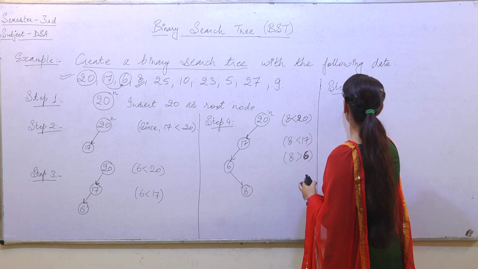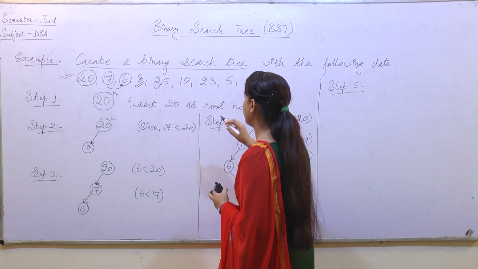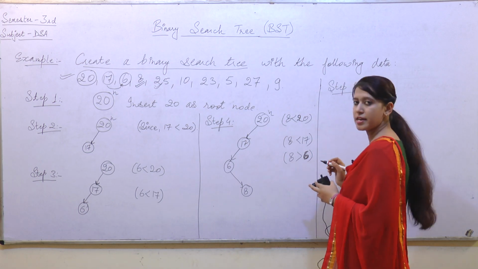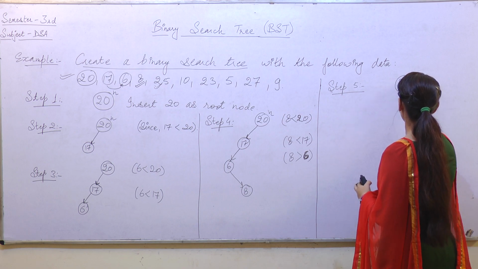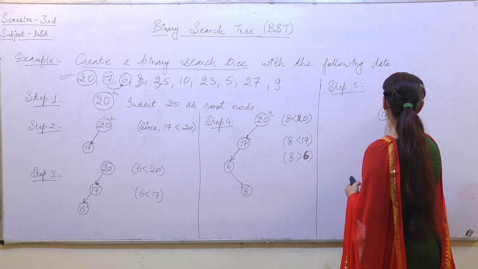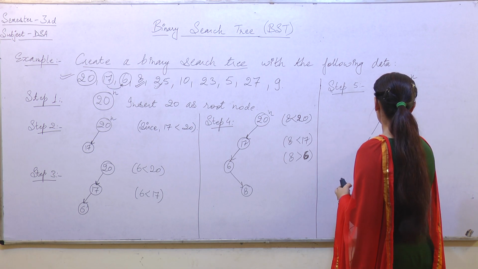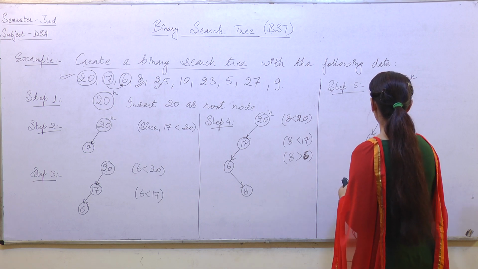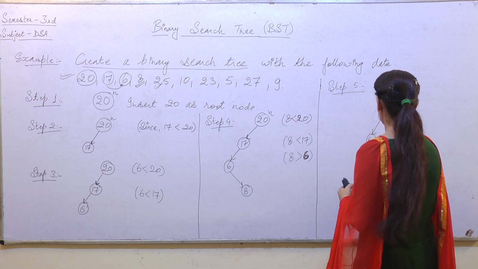In step 5, now our element is 25, which is to be inserted in our binary search tree. So till now we have created a tree that contains 20 as root node, 17 as left subtree, and further 17 has its left subtree as 6.